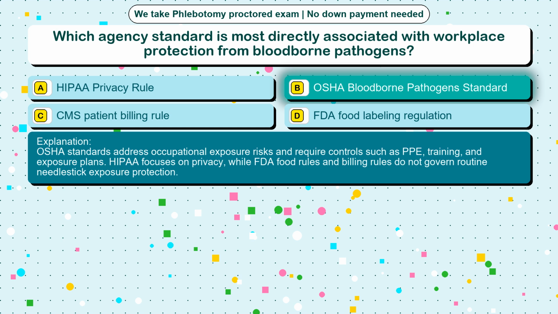OSHA standards address occupational exposure risks and require controls such as PPE, training, and exposure plans. HIPAA focuses on privacy, while FDA food rules and billing rules do not govern routine needle stick exposure protection.